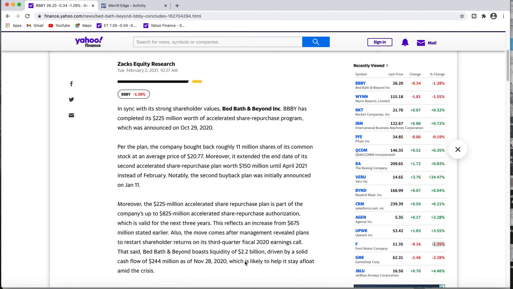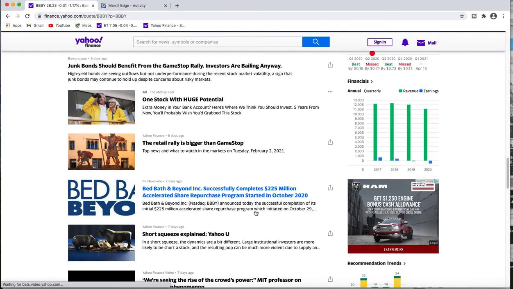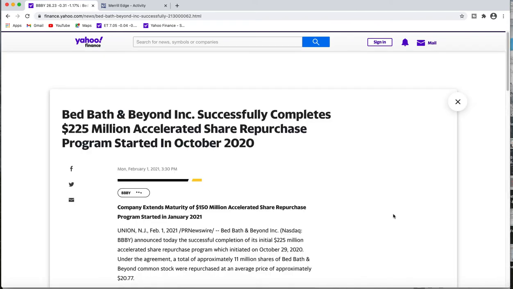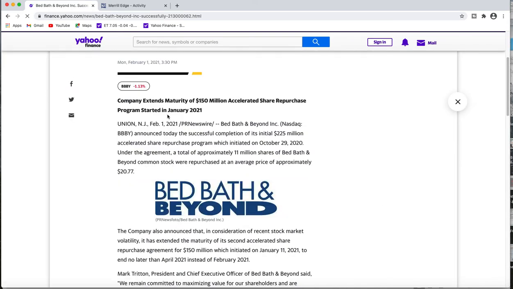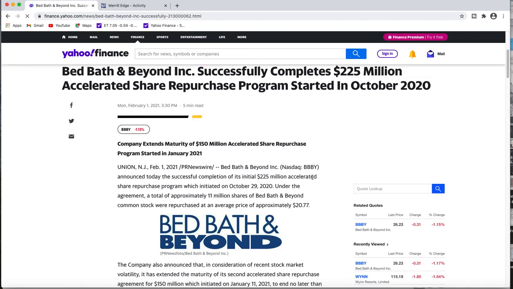Yeah, they still have another $150 million on another plan that they started. It's not in this report here. Oh, it's right here. I only want to show you guys a fact. These ads are jumping the page around. I apologize.